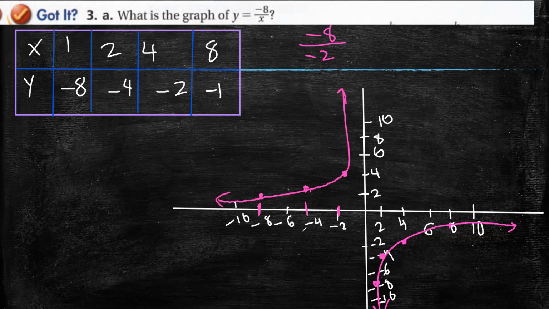You will get it like this. So since k here is less than 0, the graph will be in the second and fourth quadrant. Is it clear? Yes, teacher. Let's have another example now here.